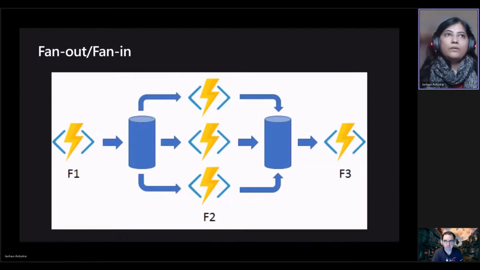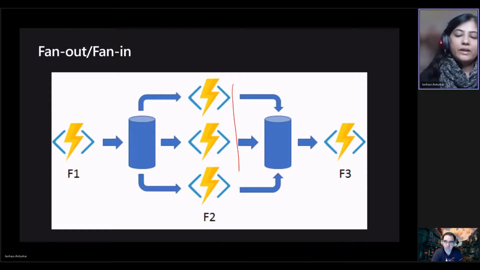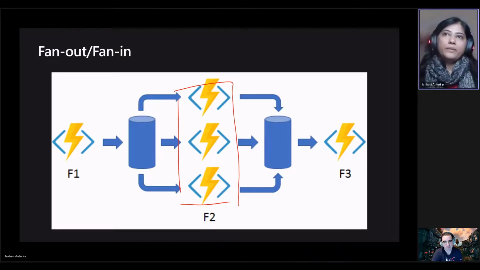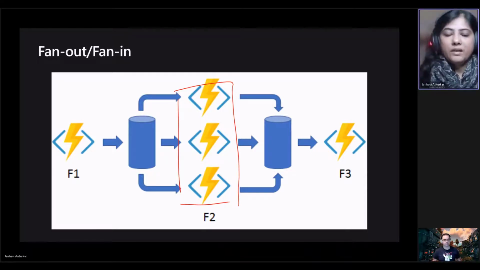Then we have got fan out and fan in. So this fan out and fan in refers to the pattern of executing multiple functions concurrently. So here I want to execute this F2 function multiple times and then perform some aggregation. Okay. Now you could do this in a normal function, but if you want to implement it, this is going to be very complicated. Like you could fan out, but then fanning in becomes very complicated in that scenario. But with the help of durable functions, it makes it really simple.